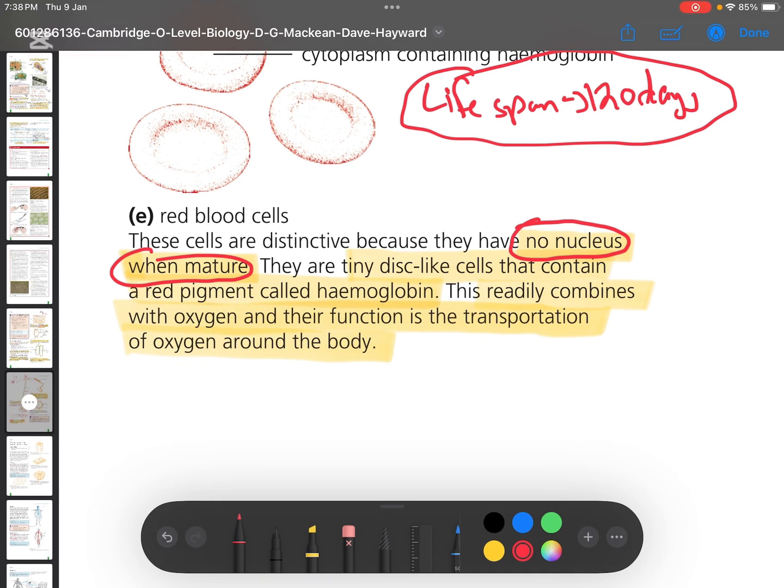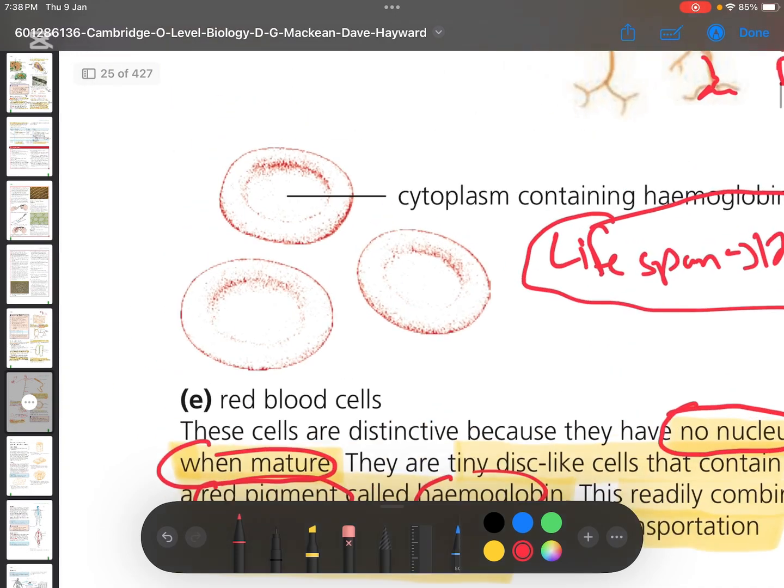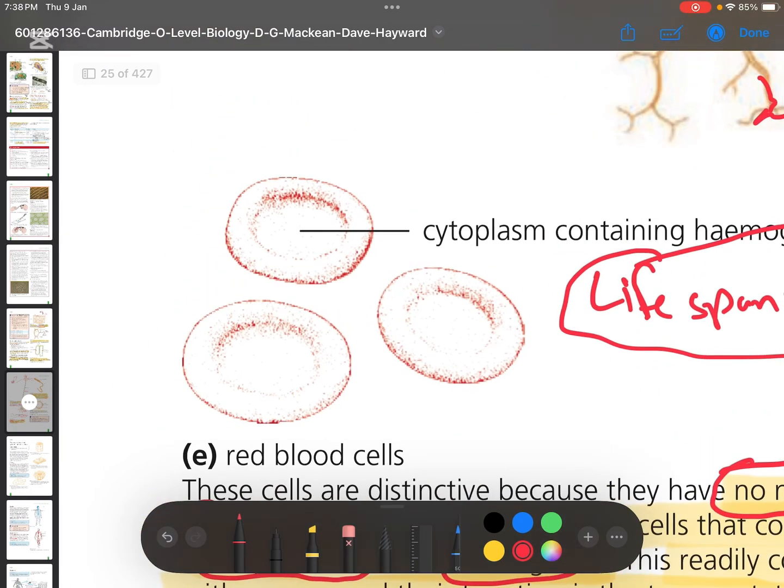The tiny disc-like cells contain a red pigment called hemoglobin. This readily combines with oxygen. Inside this RBC, the hemoglobin gives it the red color. These are also pigments, just like chloroplasts had green pigments called chlorophyll. RBCs have red pigments called hemoglobin.